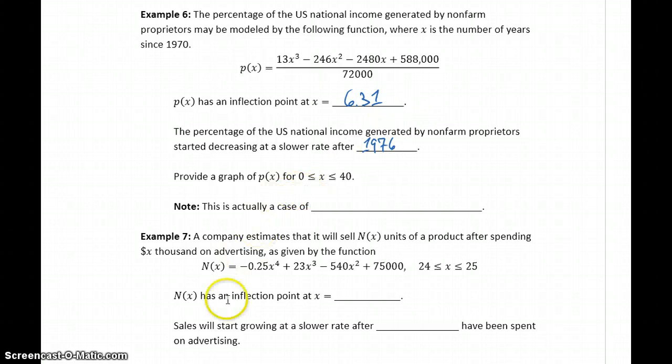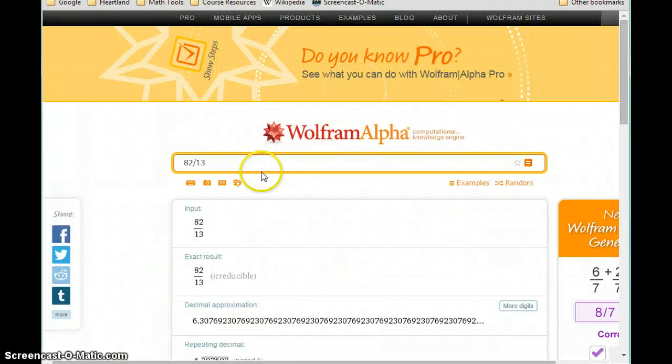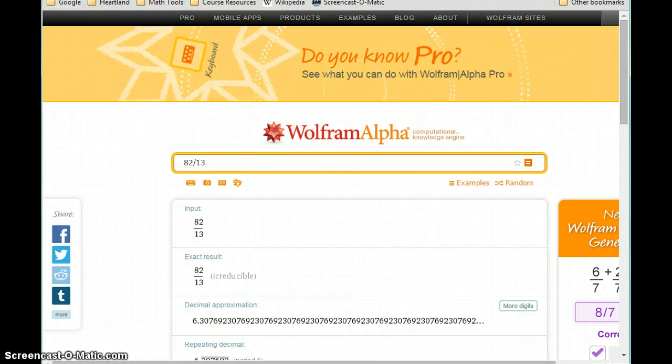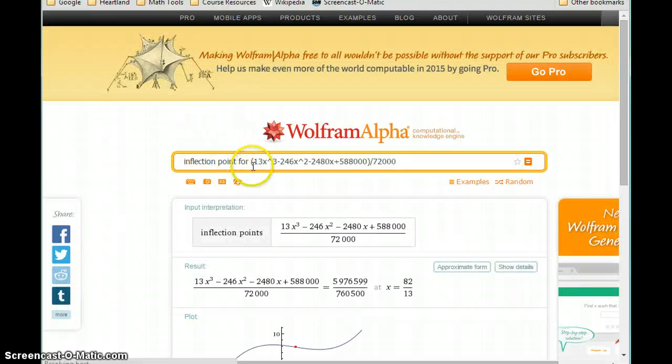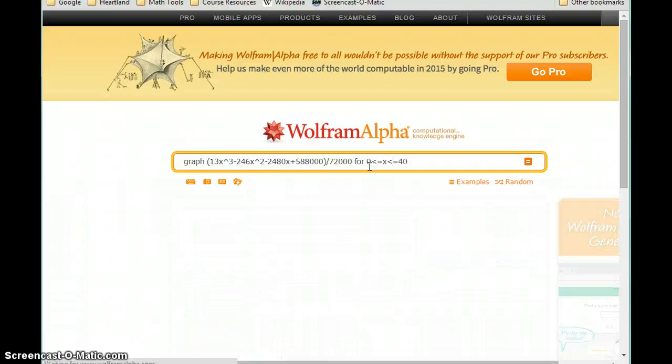Then we're asked to provide a graph of this function on the interval from 0 to 40. If I go back here, I've got my original function to save myself some typing. So we can graph this function for 0 less than or equal to x less than or equal to 40.